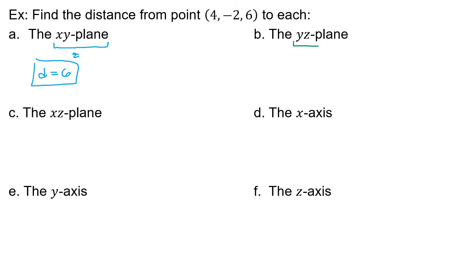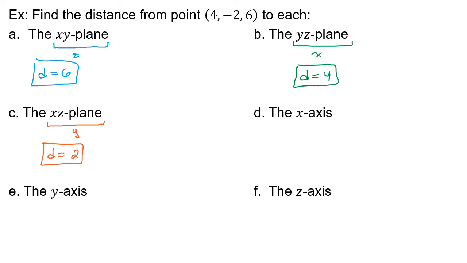Or the yz plane is missing the x. So I look at the x coordinate, my distance is 4. It is the absolute value of whatever the coordinate of the point is. If I look at the xz plane, I'm missing the y. So the y coordinate is negative 2, but distance is always positive. So my distance would be 2. So hopefully that's not too bad.